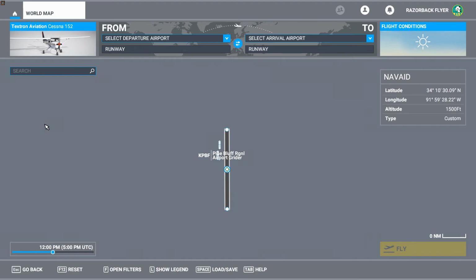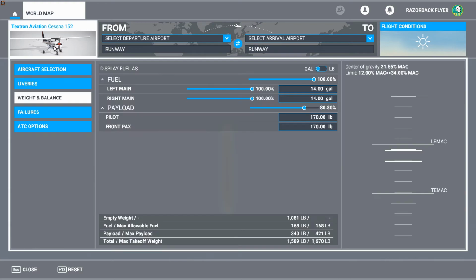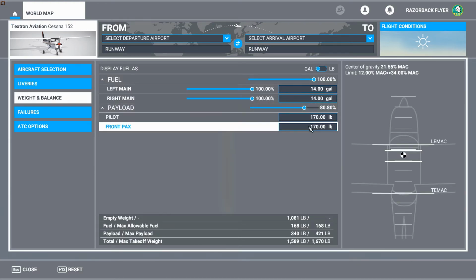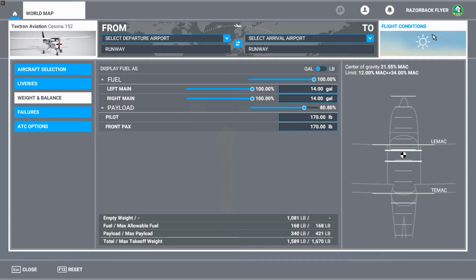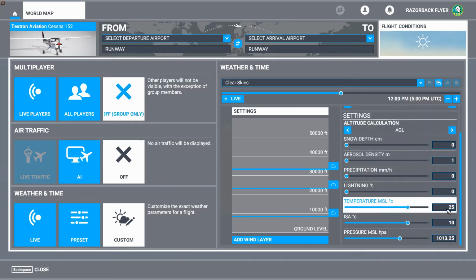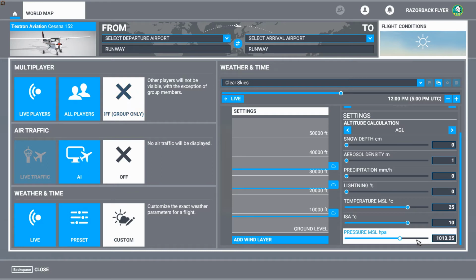So as far as setup for the lesson goes, it'll be pretty much the same as the last lesson. Still with the Cessna 152. Weight and balance, you still want 2 full tanks of gas and 270-pound people on the airplane. For the flight conditions, you still want the clear skies theme. You want a June day at about noon for the sunlight. You want your temperature about 25 C and the pressure the standard of 1013.25 and no wind.